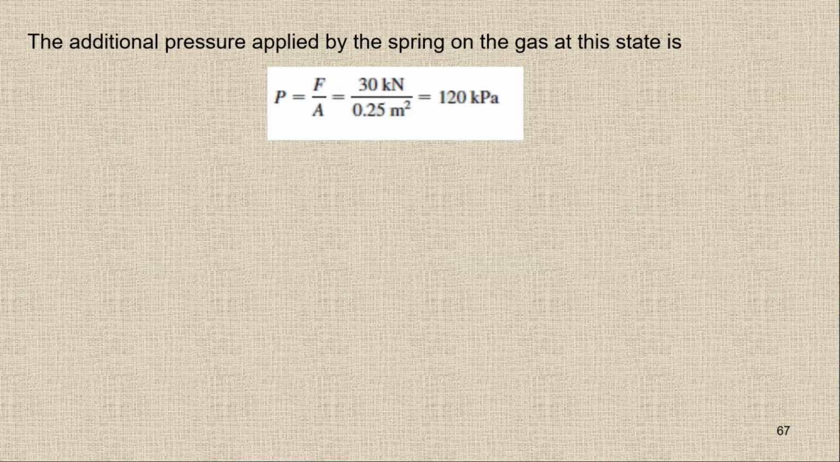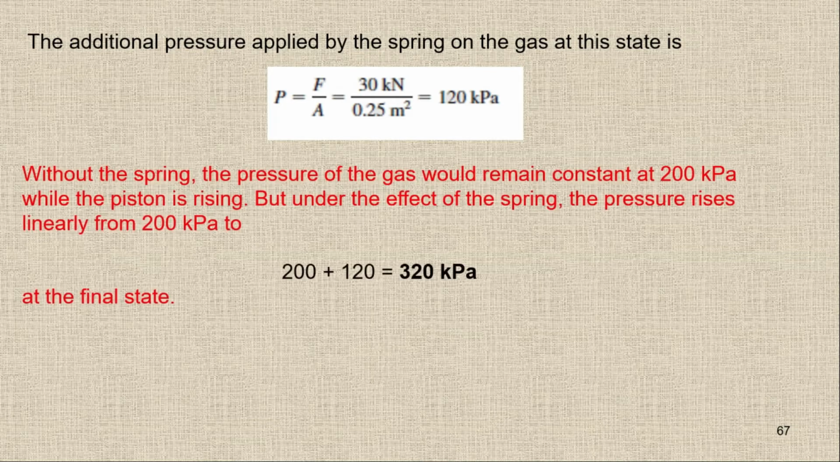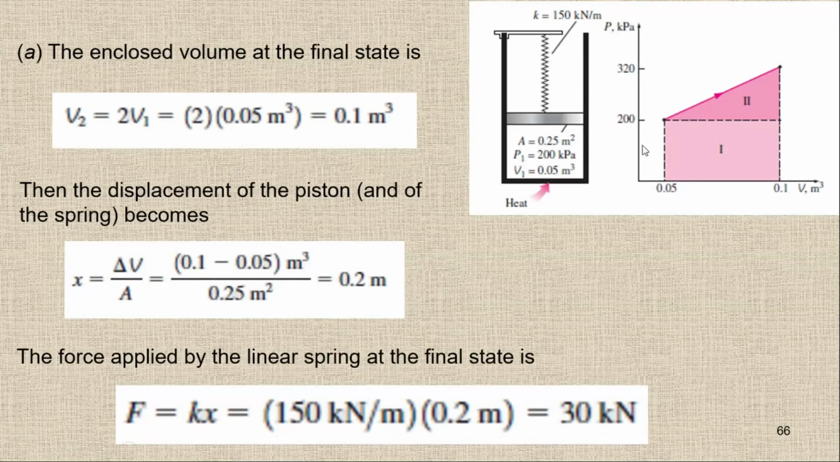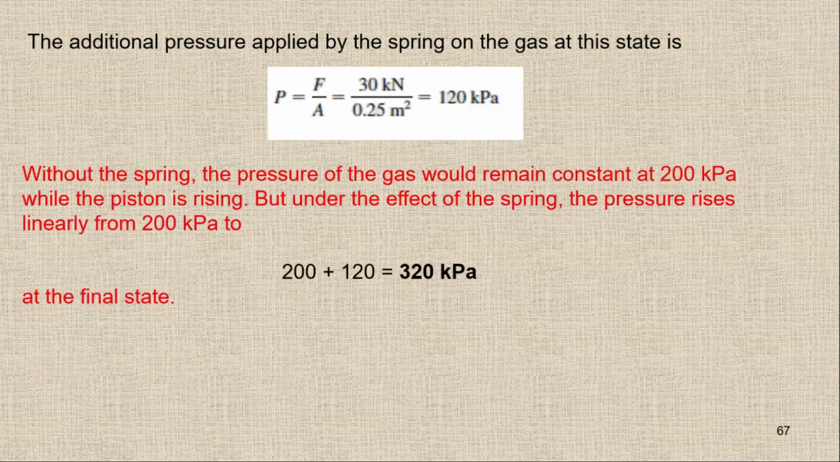That's why the final pressure will be simply 200 kilopascal plus this additional pressure, which is 120, and you will get 320 kilopascal. That's why, as you can see here, I have written 320 kilopascal, because we had 200 kilopascal as the initial pressure, and due to the spring force we get another extra 120 kilopascal. So the final pressure will be 320 kilopascals. In this way we can easily find the final pressure inside the cylinder.